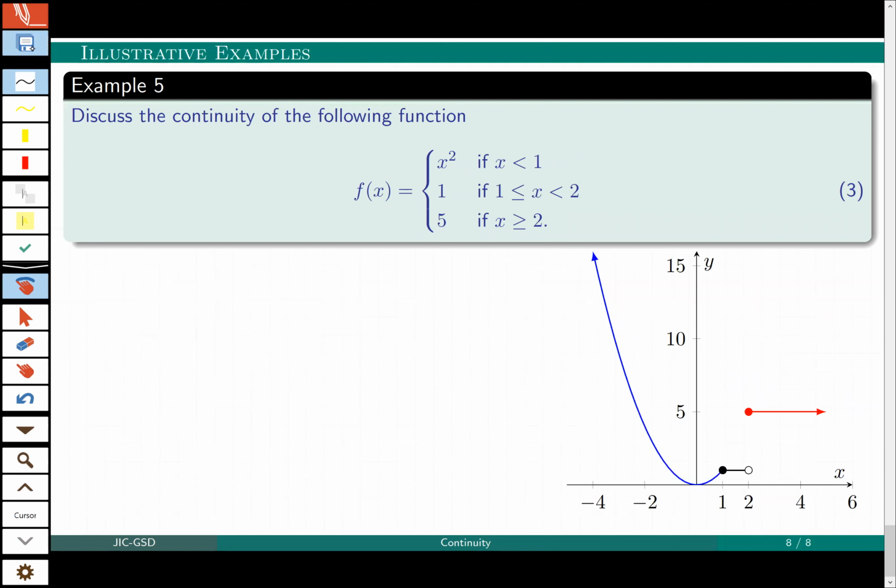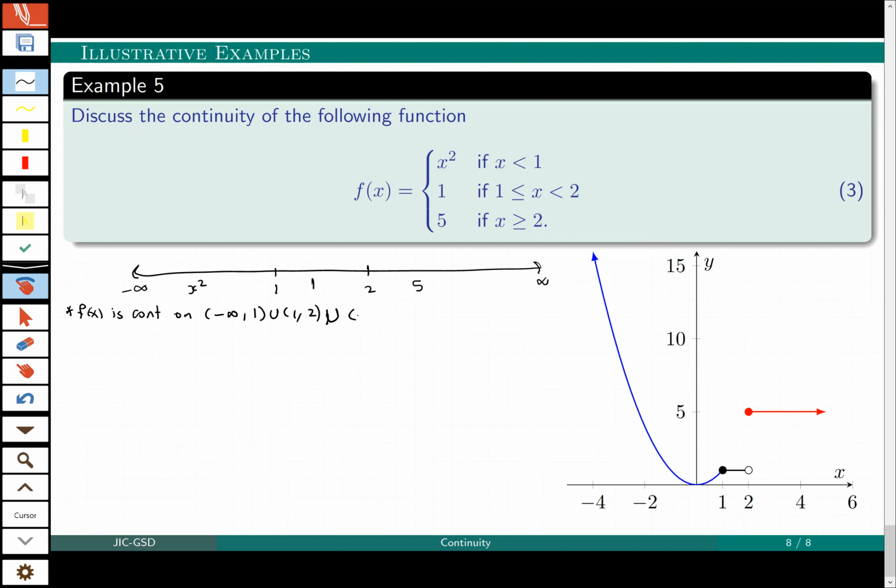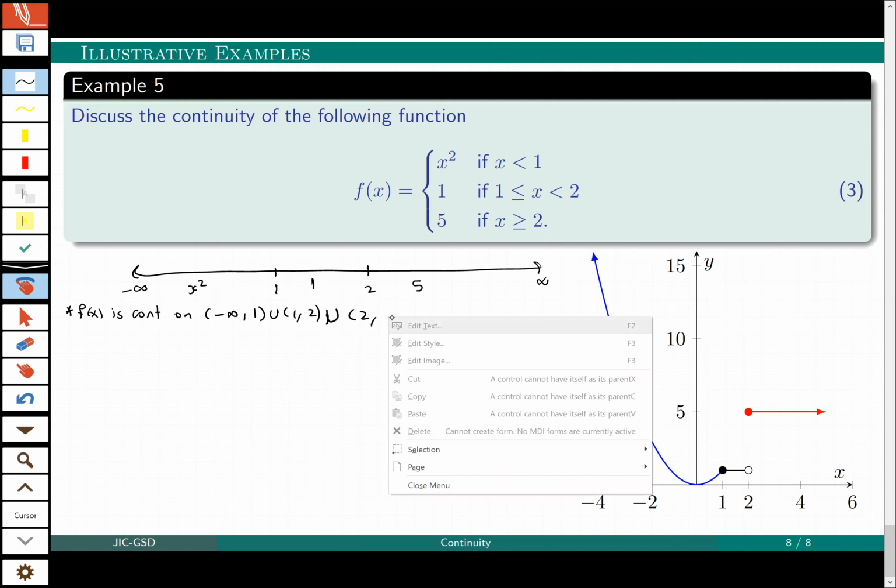Now, example number 5, he wants me to discuss the continuity of the function in all real numbers from minus infinity up to plus infinity. Here I have 1 and I have 2. Before 1, it is x squared. Between 1 and 2, it's 1. After 2, it's 5. So what we need to say first, we need to say f of x is continuous on the interval minus infinity until 1, union from 1 to 2, union from 2 to infinity. We don't have any problem in each piece.